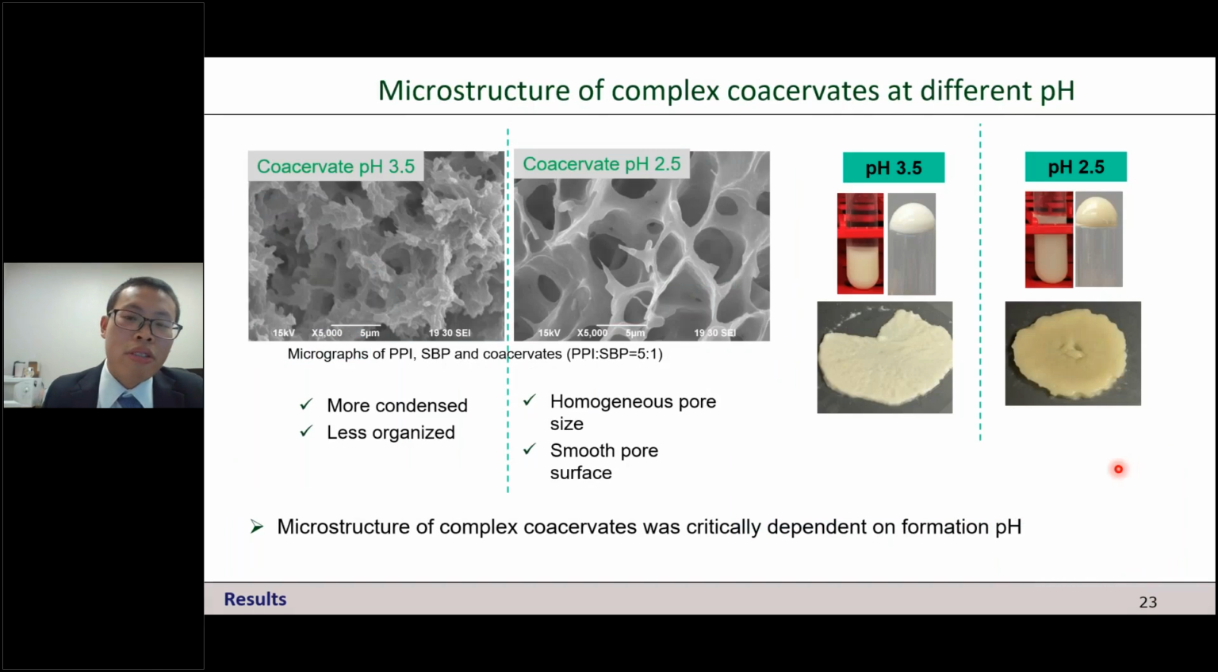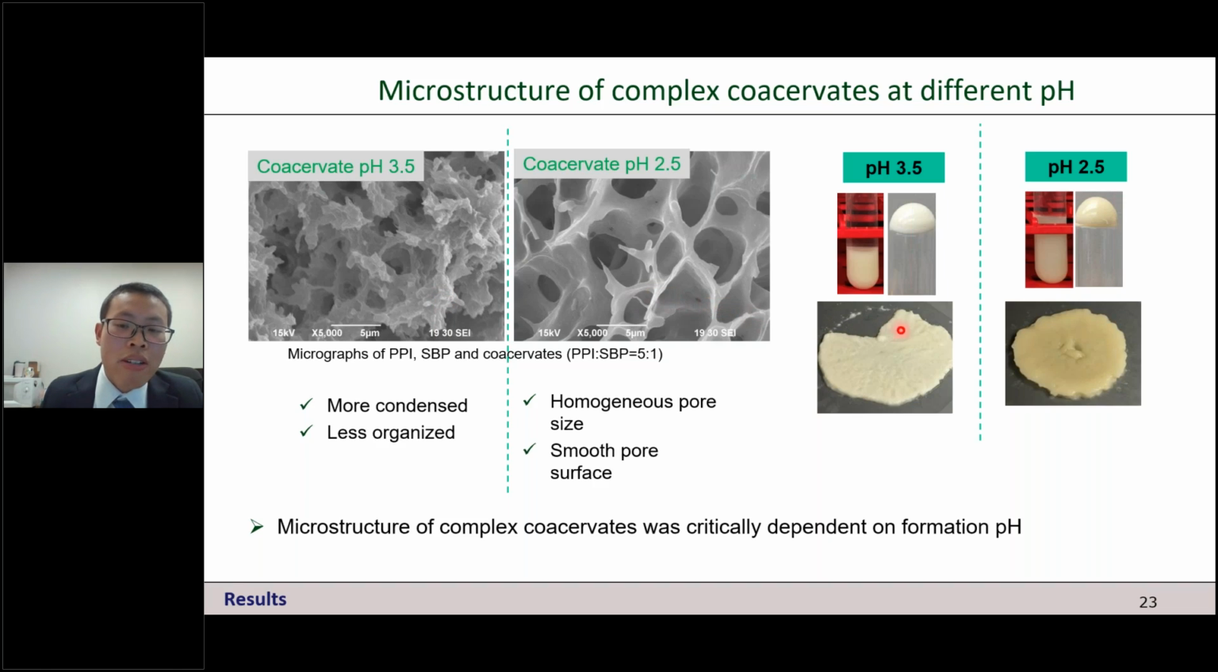Here are microstructures of complex coacervates at pH 3.5 and 2.5. We could see structures were critically dependent on formation pH, and their evolution could be described in two stages. To begin with, at pH 3.5, the neutral aggregates of pea protein and the hydrophobic interaction strengthen the complex coacervates between PPI and SBP. Thus, the network structures of coacervates become more condensed and much less organized.